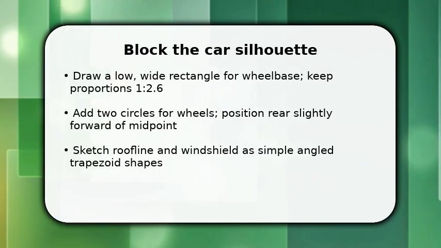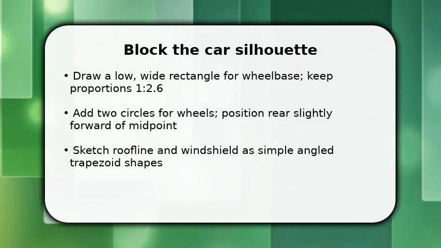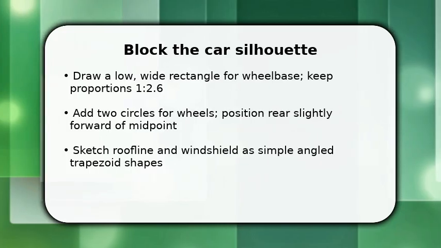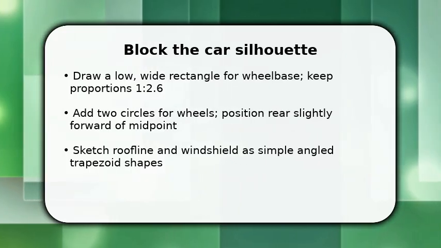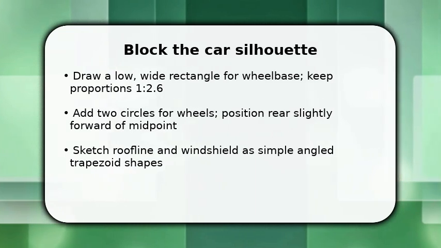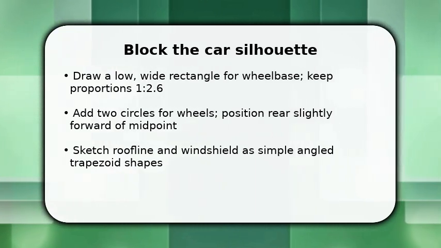Next, draft the roofline and windshield as simple angled trapezoids. These guide window height and cabin volume. Make light strokes so you can adjust. This stage is about establishing major planes and getting the sport's proportions right before adding detail.